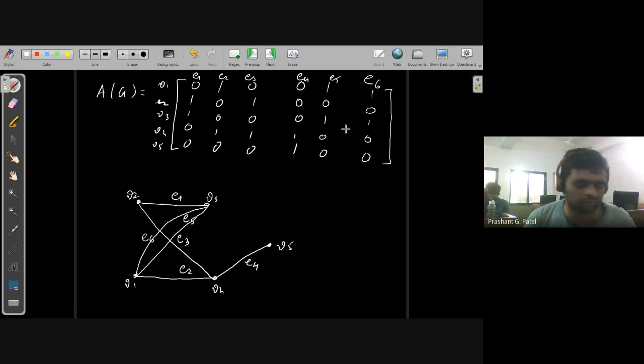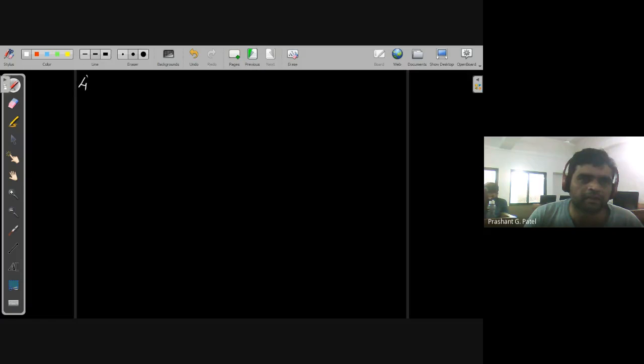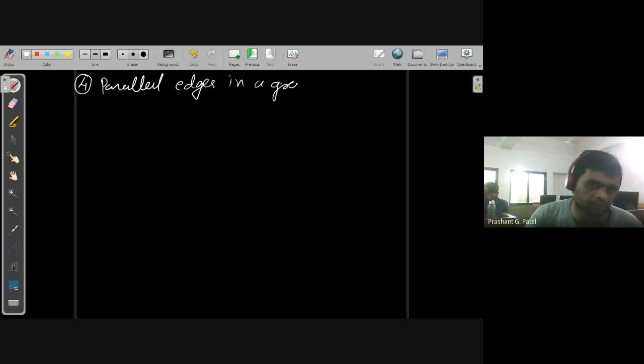What does it mean? That means there are parallel edges. Parallel edges in a graph produce identical columns.